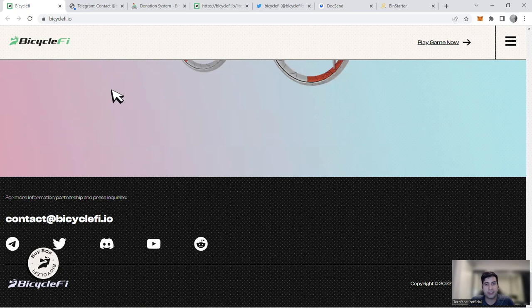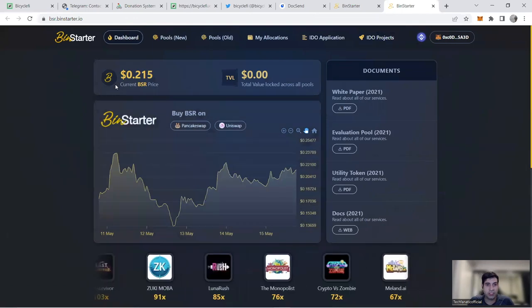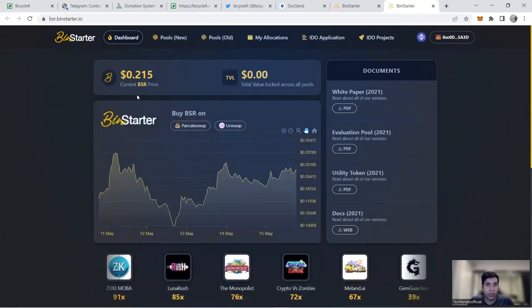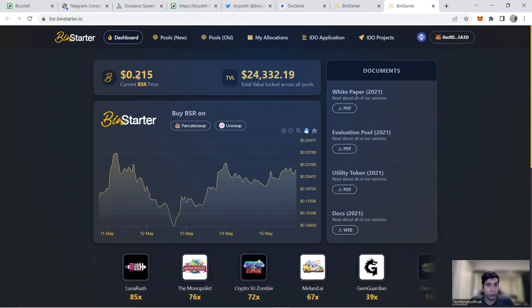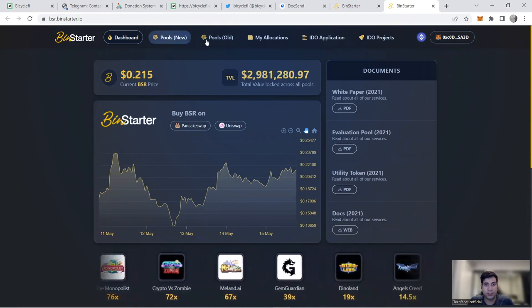You can purchase this token and invest in the project on three launchpads: BSC Station, KDG, and Binstarter, which is my favorite of the three. To be able to invest, you basically need to have the tokens for Binstarter, which right now, because of the market crash, has gone down in value all the way to $0.2. Which is a really, really cheap price for this.